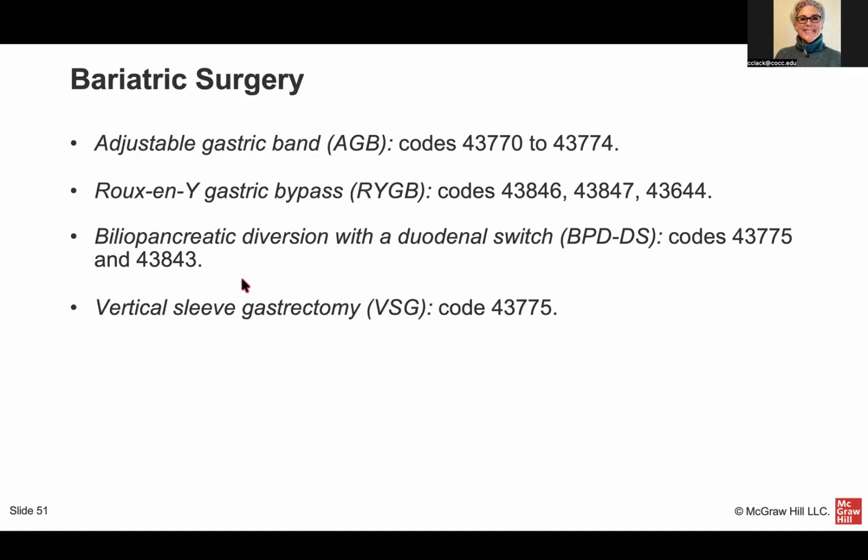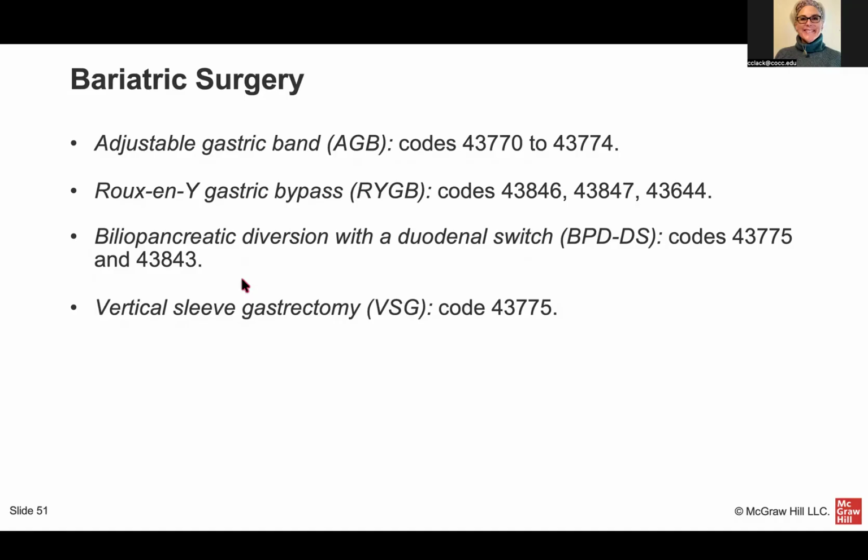Bariatric surgery, or weight loss surgery, is performed for patients with severe obesity and associated comorbidities. There are different codes for each type of surgery. An adjustable gastric band, or AGB, is 43770 to 43774. This is where a band is placed around the upper part of the stomach to create a small pouch. It's adjustable and the physician can tighten or loosen it.